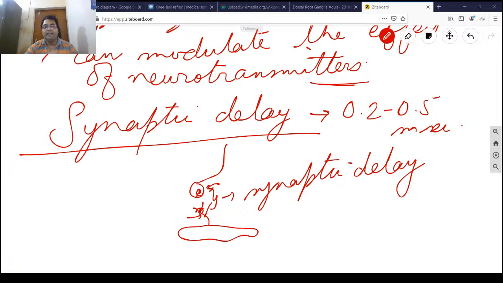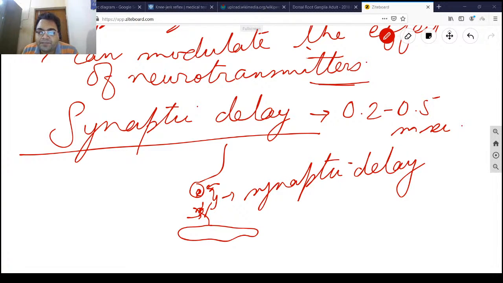So calcium ion influx, then the entire intracellular signaling pattern that leads to the formation of the vesicle. Vesicles contain thousands of molecules of neurotransmitter, suppose acetylcholine, and then the fusion of the neurotransmitter vesicle with the presynaptic axon terminal plasma membrane takes the maximum time. After that, when the neurotransmitter is released, then in microseconds it can reach the postsynaptic dendritic receptors.